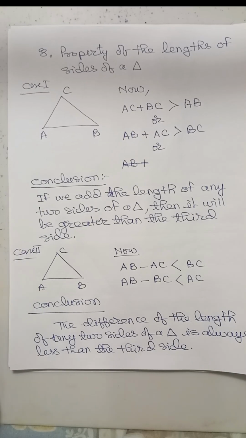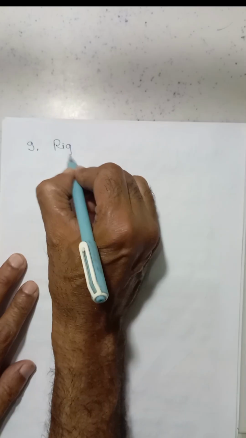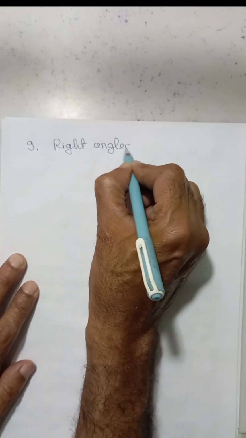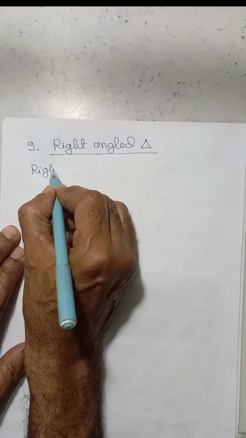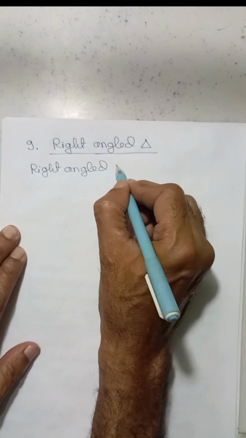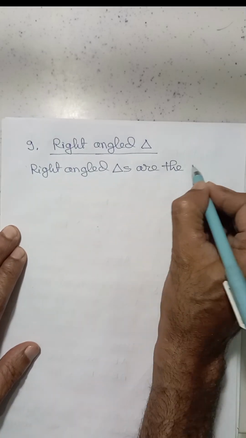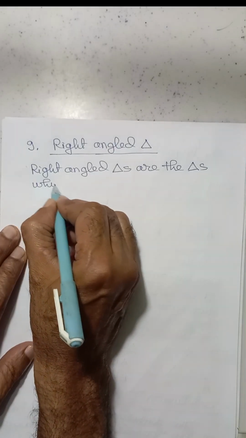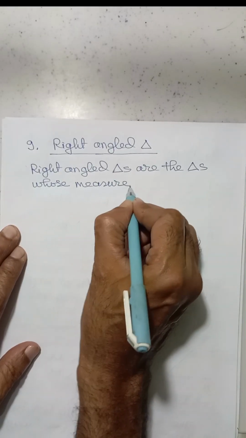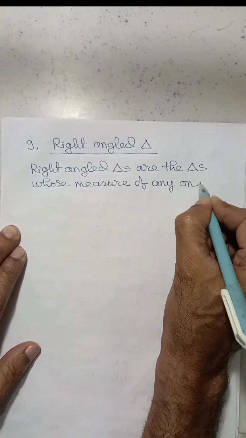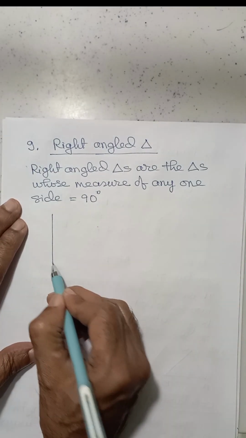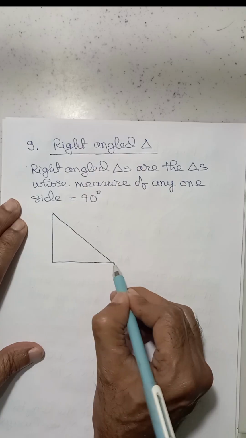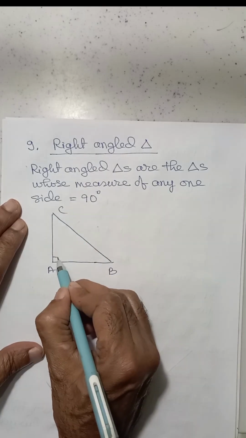So these were the two properties of the lengths of sides of a triangle. Ninth, we'll come to the right angle triangle. We'll define it first. Right angle triangles are the triangles whose measure of any one angle is equal to 90 degrees. So suppose here is a right angle triangle. It is ABC and here it is perpendicular.